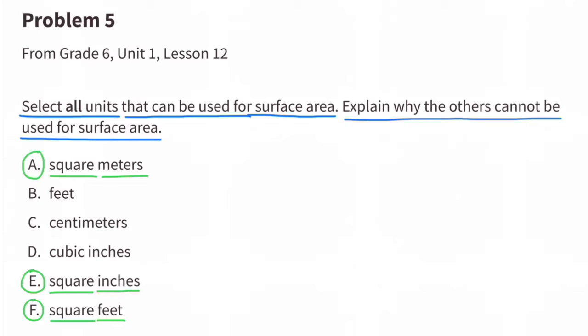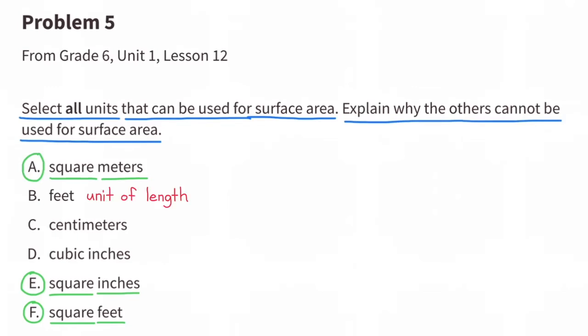Square meters, square inches, and square feet are the result of multiplying the base times the height, which is two-dimensional, and that's exactly what a surface area is, two-dimensional, base and height. B, feet. Feet is a unit of length. It can't be used for surface area because length is just one dimension, and remember, it has to be two-dimensional, like length times height.